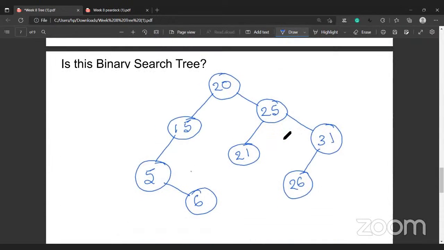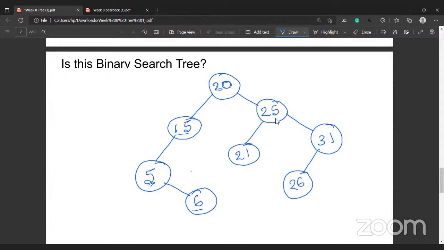So let's say, is this a binary search tree? Let's take it one by one. Let's check 20. First we check the left subtree, then we'll check the right subtree. 15 is less than 20? Yes. Then we check 5. 5 is less than 20, yes. Then we check 6. 6 is less than 20, yes. Then we'll go to the right subtree.